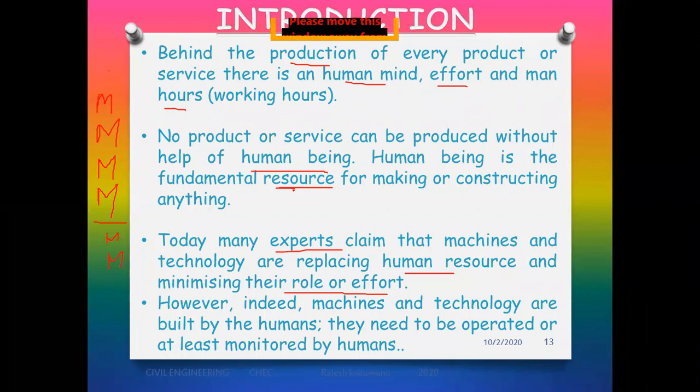But now the experts are claiming that machines, robots, technology have come and are replacing the human resource and minimizing the role or effort. We should accept this point. We should 100% accept this point. Why? With that only, mass production happened for us, right?